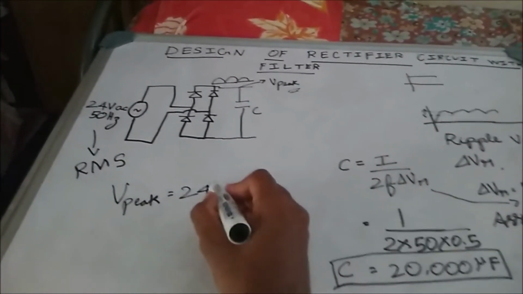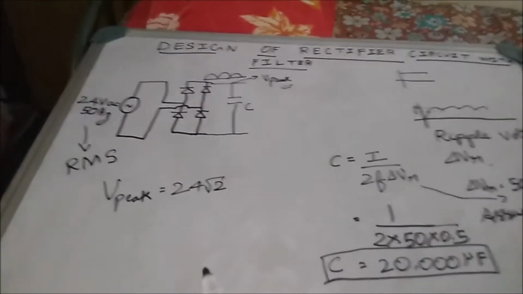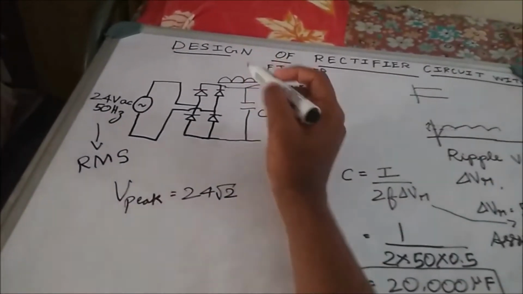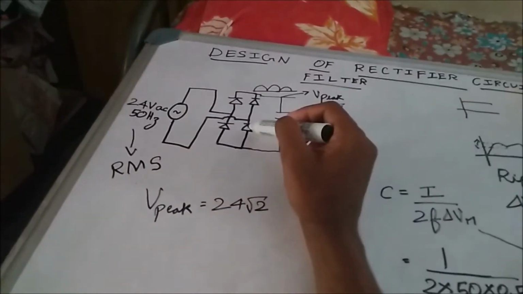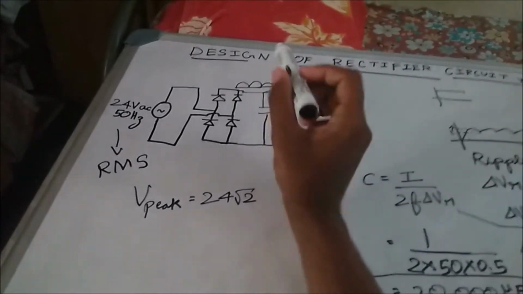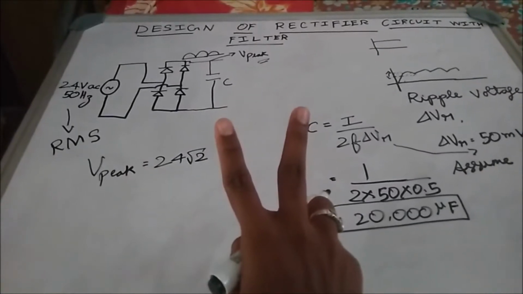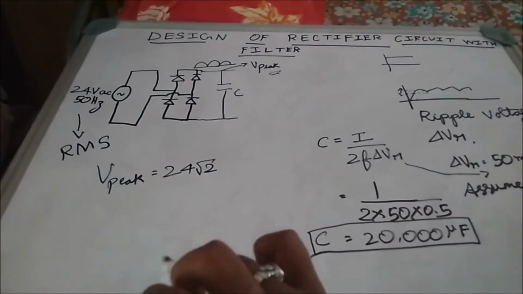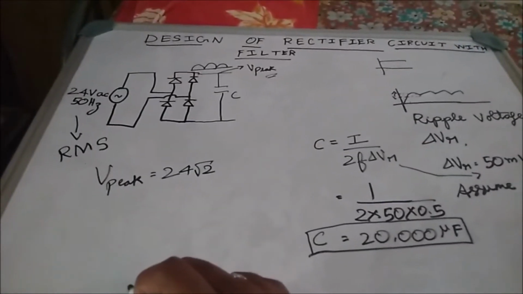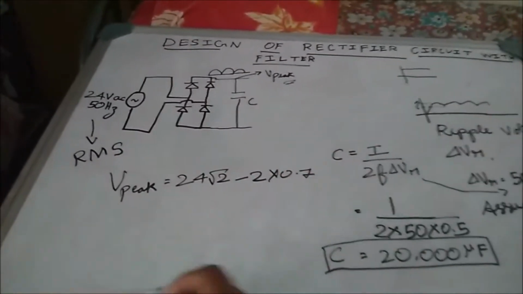24 into root 2. Then the calculation doesn't end here. What should we do? We need to consider the diode drops. During the positive half cycle, these two diodes will conduct. During the negative half cycle, these two will conduct. So we need to consider two diode drops. The individual diode drop will be 0.7. Since we are considering two diode drops, we need to subtract 2 into 0.7.